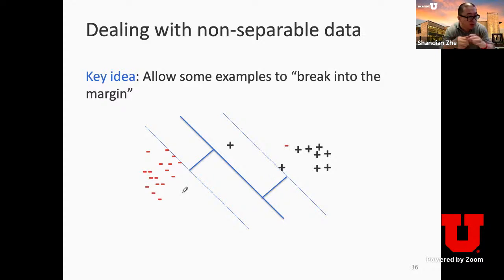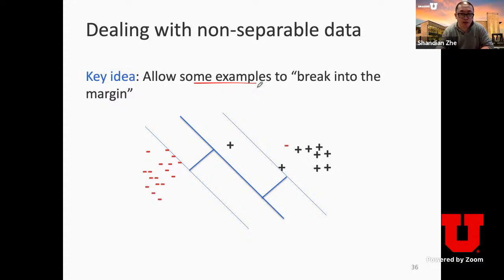So what's the key idea? The key idea is to compromise with reality. Now that the data set can be non-linearly separable, we want to design a mechanism such that we can allow some examples to break into the margin. In other words, I want to automatically find a majority of examples which are linearly separable. We only find a linear classifier that maximizes the margin for that majority subset. And for the remaining few examples, which we refer to as outliers, we will allow them to break into the margin.